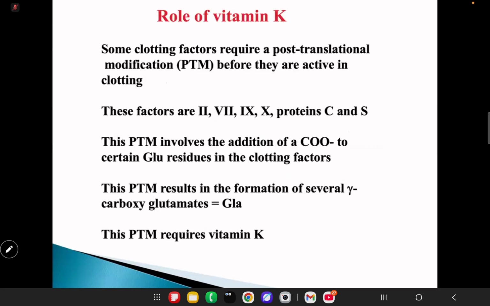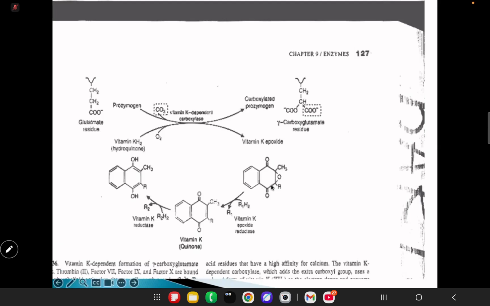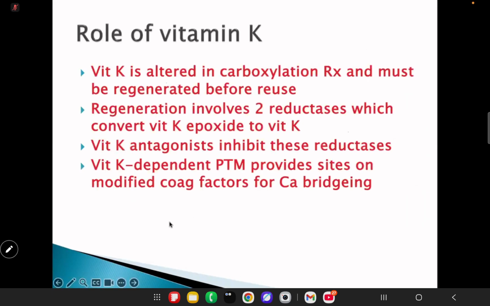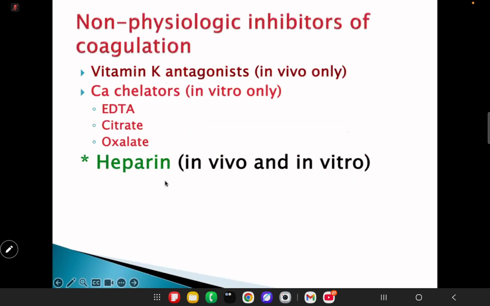I think I told you this. The role of vitamin K is that some clotting factors require post-translational modification before they are active in clotting. Factors 2, 7, 9, 10 and protein C and S are all vitamin K dependent. Understand? Now, these will clot, and C and S will anti-clot, even though all are dependent on vitamin K. Okay, right, I told everything now.